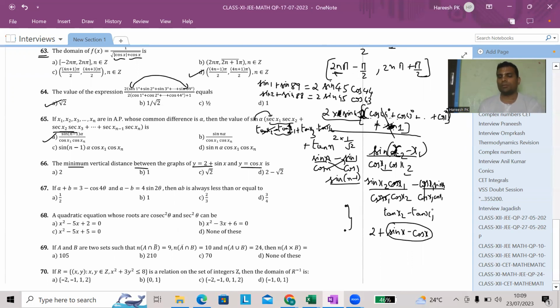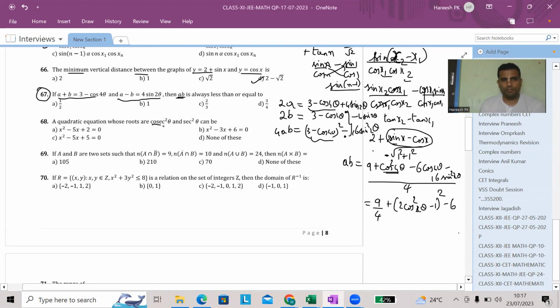That function needs to be minimum, which means minimum value for sin x minus cos x. We have this formula directly: root of a square plus b square is the maximum, and minus root of a square plus b square is minimum. And a and b are 1 and 1 here. So 2 minus root 2, that is the answer. It's a direct question.